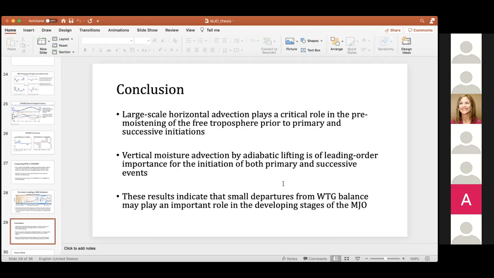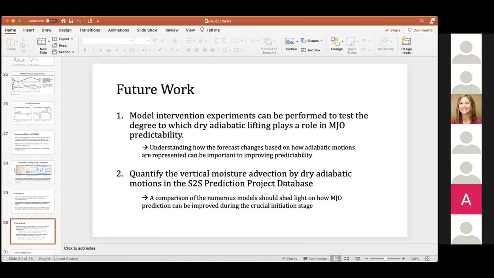So to put this all together, we see that the large-scale horizontal advection plays a critical role in the pre-moistening of the free troposphere for both primary and successive events. We see that the vertical moisture advection by the adiabatic lifting is of leading order importance for anomaly maintenance for both primary and successive events. And these results indicate that the small departures from WTG balance play an important role in the developing stages of the Madden-Julian Oscillation.